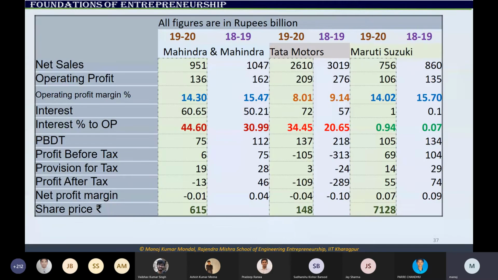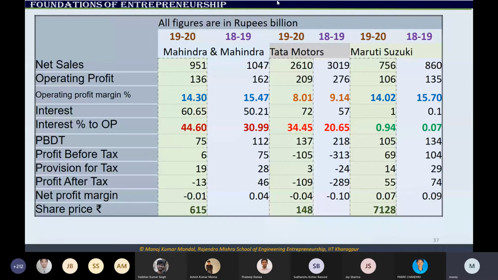Now look at the net profit. You will understand the utility of those profits. See, Maruti has almost no debt. That is why even though their operating profit margin is not so great, their net profit is great. See the net profit for Maruti, net profit margin is 7% and 9%.